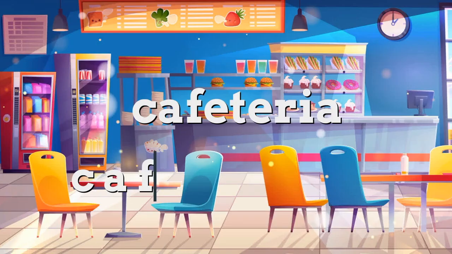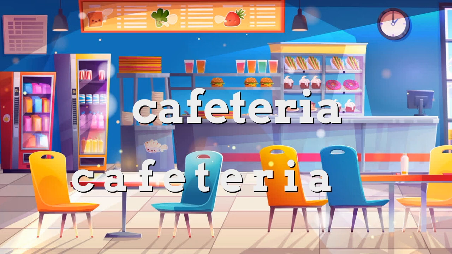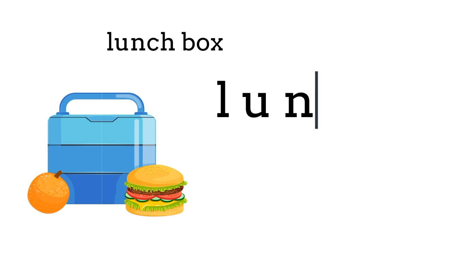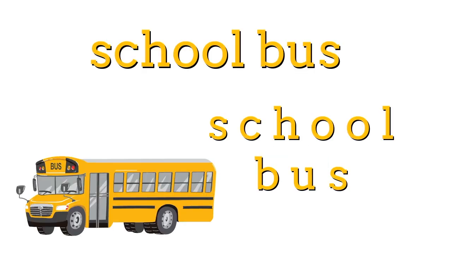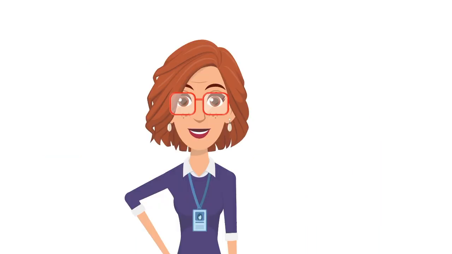If you don't eat lunch in your room, you might eat in the cafeteria. Cafeteria. It's a place everyone eats together. You might buy your lunch or bring it from home in a lunchbox. Lunchbox. That holds all your food. And if your grown-up doesn't take you to school, you might ride the bus. Bus. It picks you up, takes you to school, and then takes you back home at the end of the day.